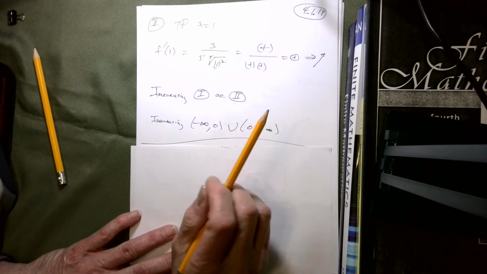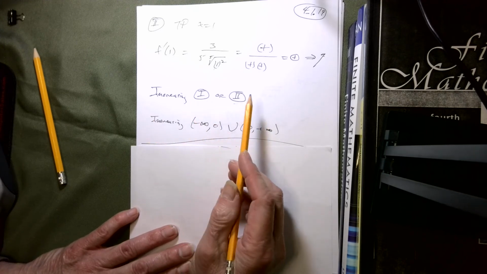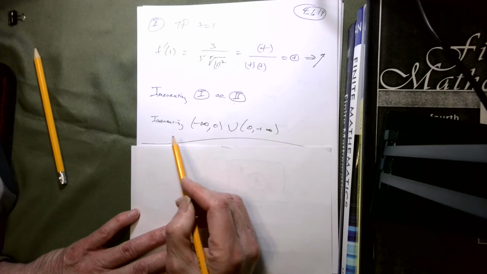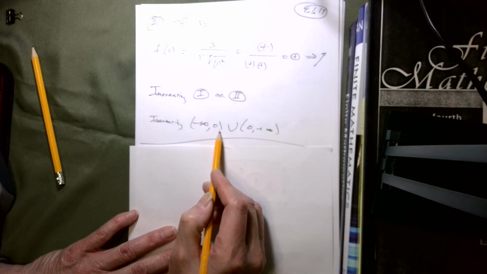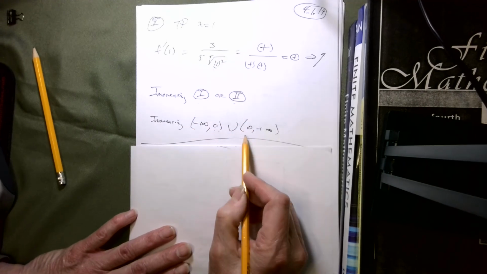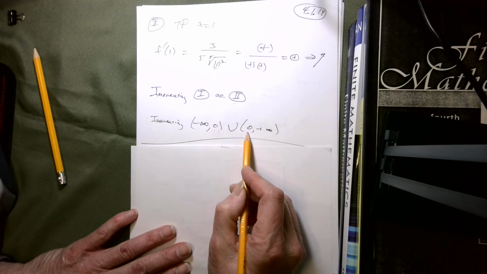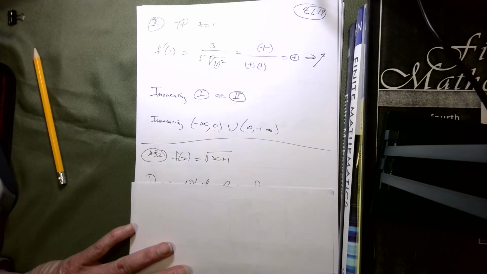At this point, all we're asking is, where is it increasing, where is it decreasing? So for region 1, it's all the numbers from negative infinity up to 0, not including 0, because in this case we'd be dividing by 0. And then it's all the x's from 0, not including 0, all the way to positive infinity.